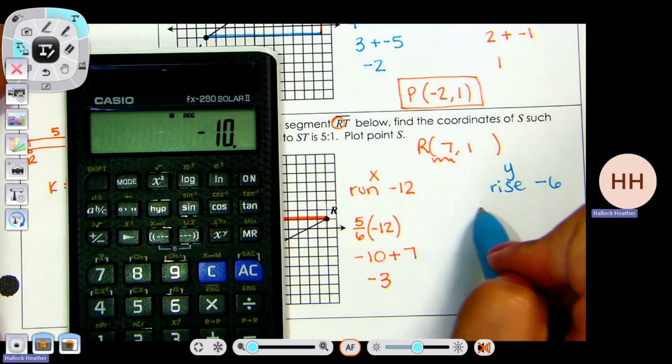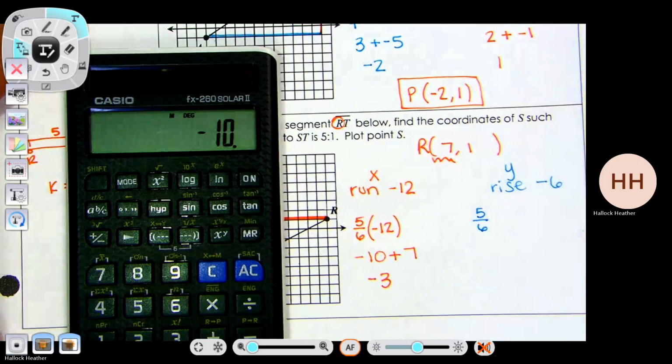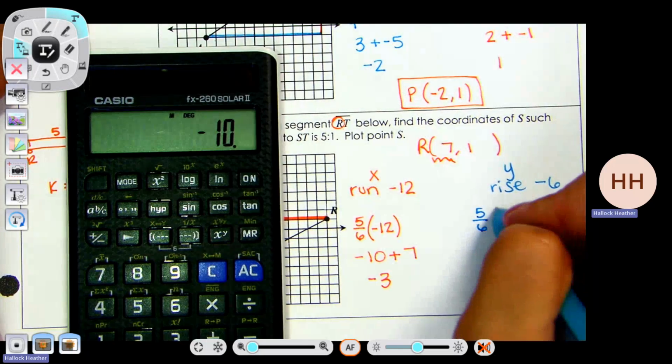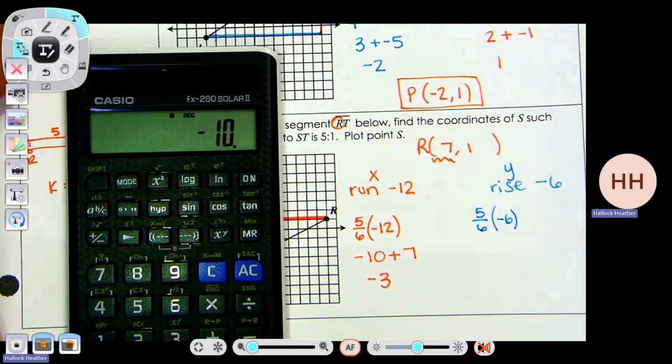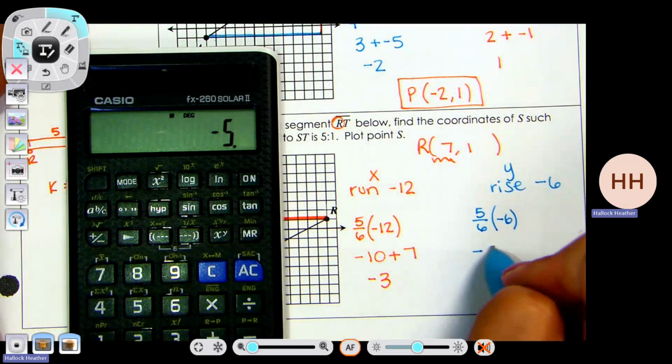So I'm going to go 5/6. What am I multiplying 5/6 by? Perfect. Well, in your calculator, if you don't know fractions, it's okay. Use your calculator. 5/6 times negative 6 is negative 5 because the 6's really cancel.